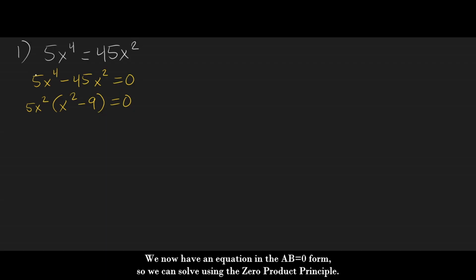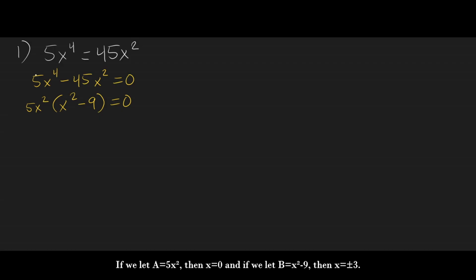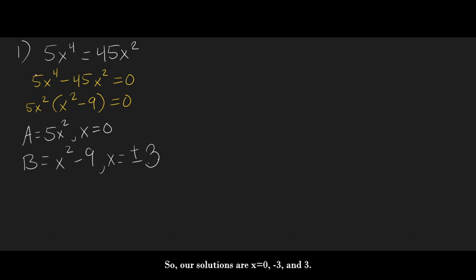We now have an equation in the AB equals 0 form. So we can solve using the zero product principle. If we let A equals 5x squared, then x equals 0. And if we let B equals x squared minus 9, then x equals plus or minus 3. So our solutions are x equals 0, negative 3, and 3.